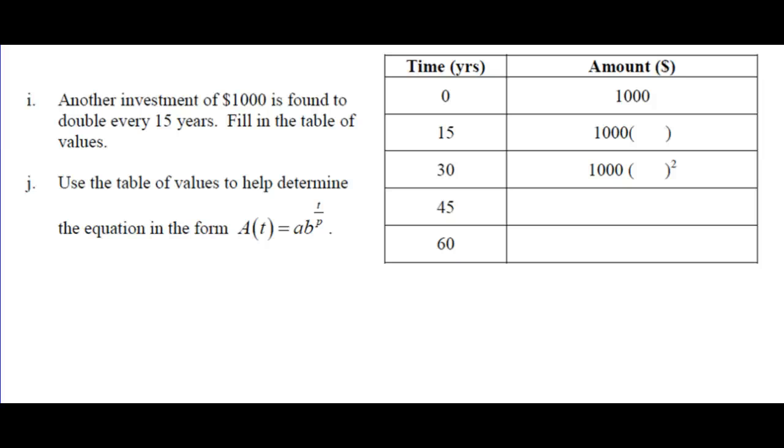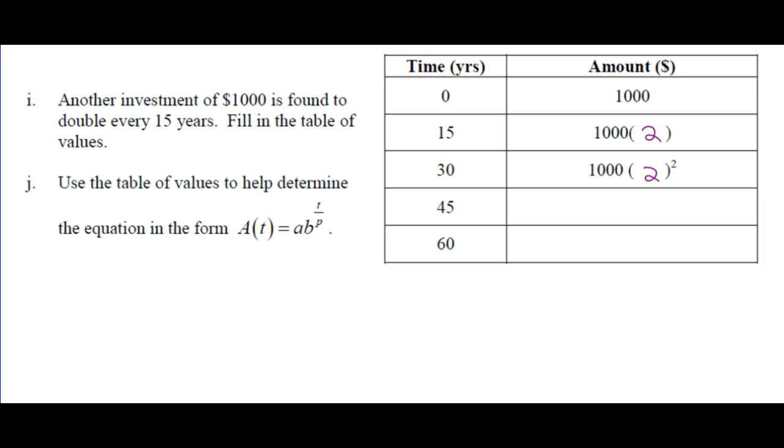Another investment of 1,000 is found to double every 15 years. It's more likely the one that I bought, but fill in the table of values. So at 15 years, it's going to be 1,000 times what? 2, because it doubles. In 30 years, it's 1,000 times what?